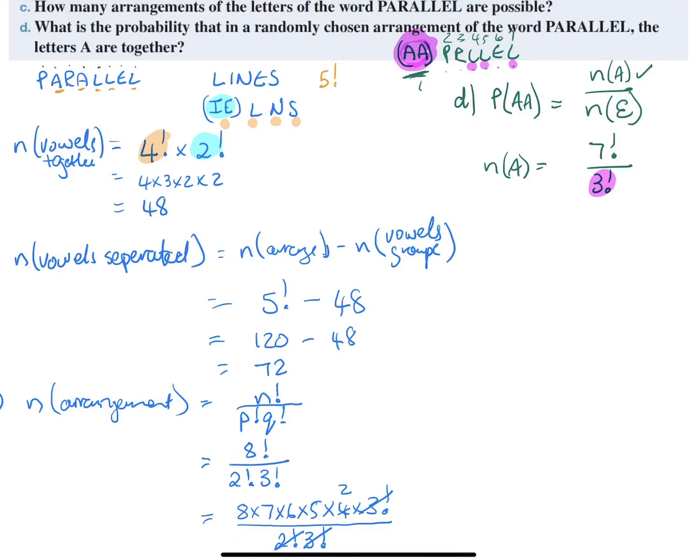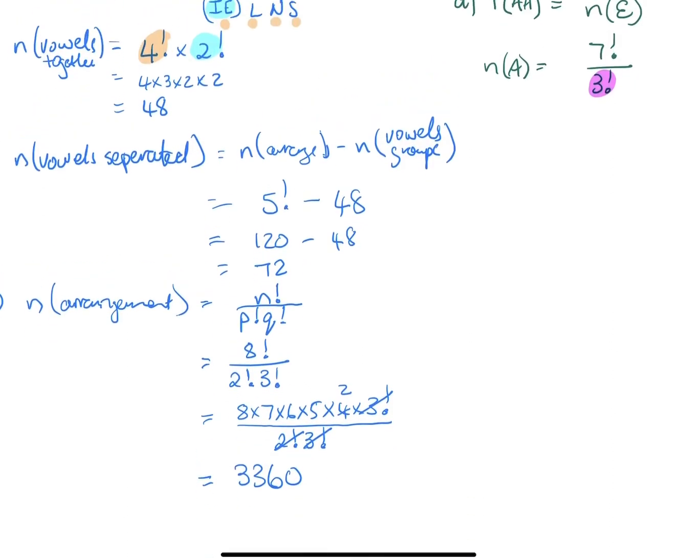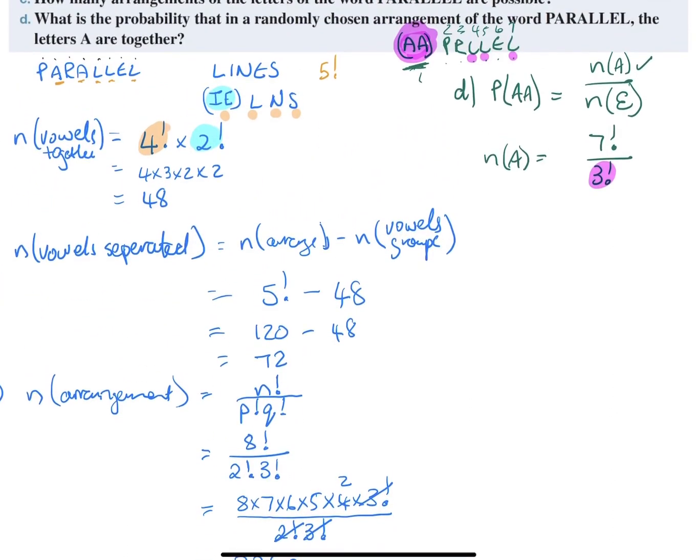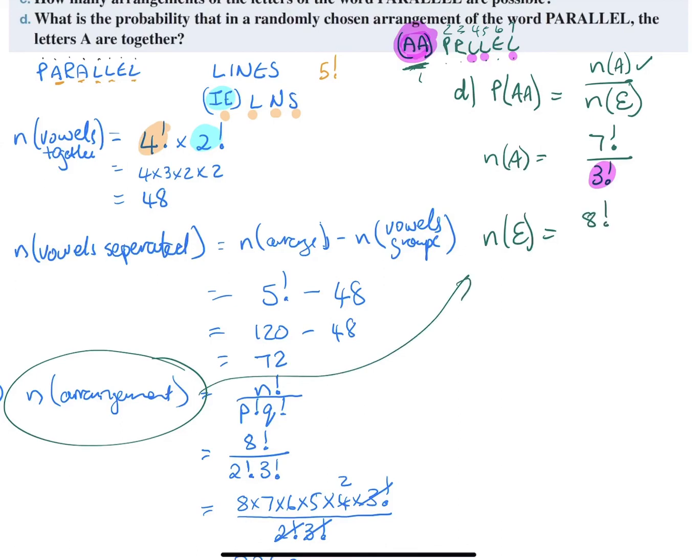Now I still have to find the overall, and the overall we've already calculated, but I'm not going to go back and use 3,360, otherwise I have to do a lot of maths again. So I'm just going to say that the number of arrangements overall is 8 factorial divided by 2 factorial, 3 factorial.